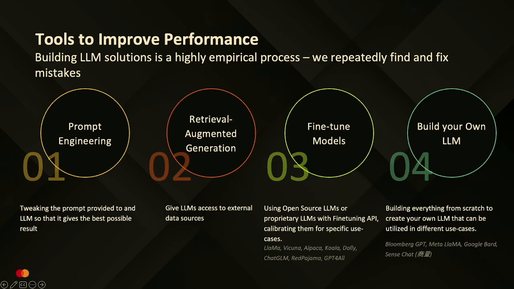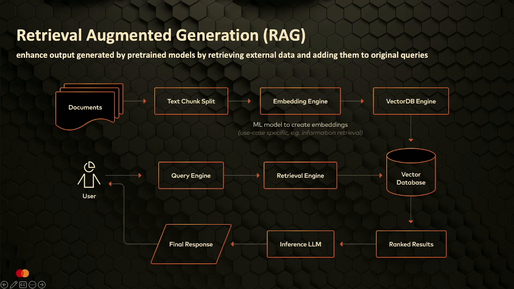So just now I was talking about the tools to improve performance. And the second option is retrieval-augmented generation. It looks very complicated. What is it? Let's first look at what retrieval-augmented generation is. It can enhance output generated by pre-trained models by retrieving external data and adding it to the original queries. So this is the overall architecture. You can see that with a certain amount of documents, we perform text chunk splitting. Oh, I forgot to mention, please prepare a small PDF on your laptop so later you can try to use your own data. Please make sure there is no sensitive information within that PDF.